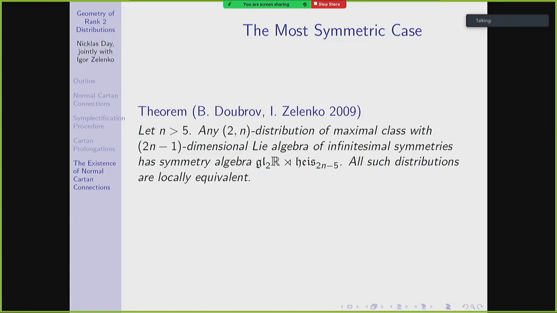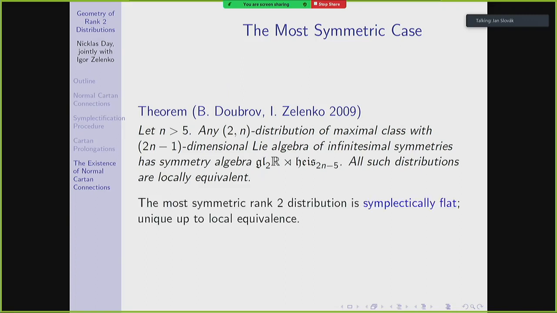The 5-dimensional case was treated by Cartan famously in his 5 variables paper. But I've interrupted myself. So the rank 2 distribution of maximal class with maximal symmetry algebra, with 2n minus one-dimensional symmetries, has GL2 semidirect Heisenberg as its symmetry algebra, and all such distributions are locally equivalent. So we have a unique symplectically flat germ, we say, a unique most symmetric germ among rank 2 distributions of maximal class.